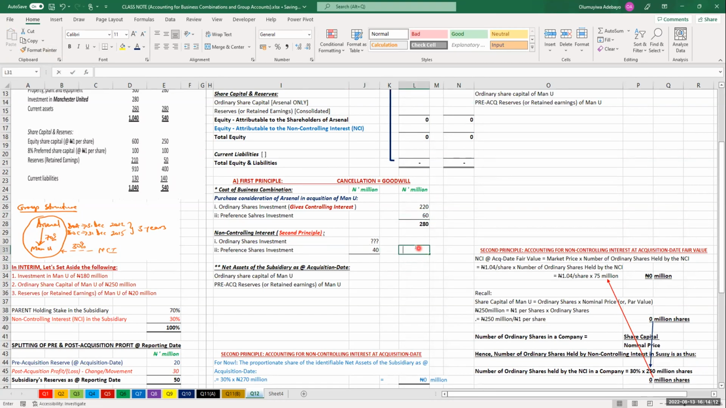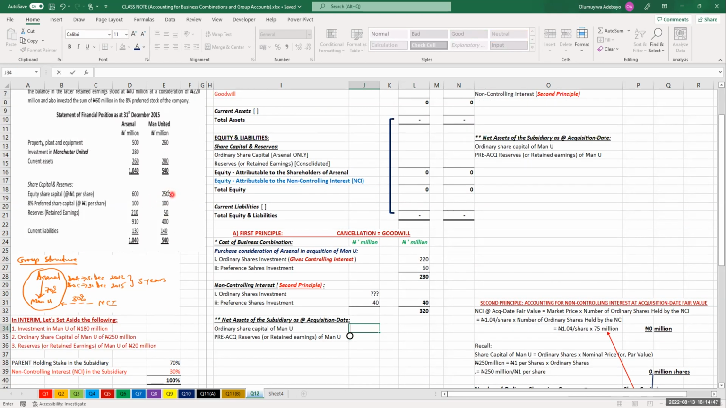And if I know what it is, I aggregate it. And once I know what it is, I can sum it up. I'll sum it up with, which means Arsenal on one hand, NCR on the other hand. And I'm still waiting for this unknown. Okay, the subsidiary's net assets. The current amount of ordinary share capital, if you remember, is 250. Ordinary share capital of the subsidiary is 250.